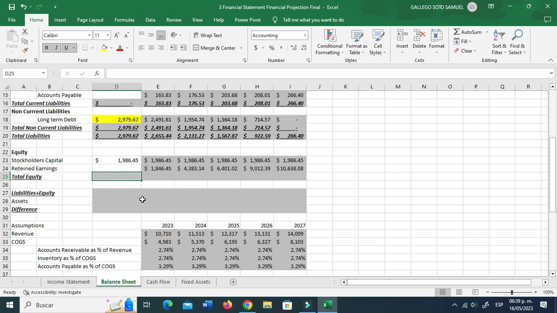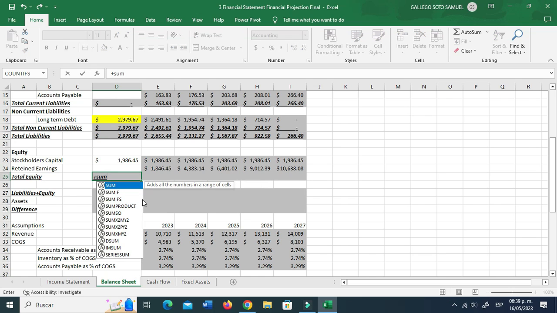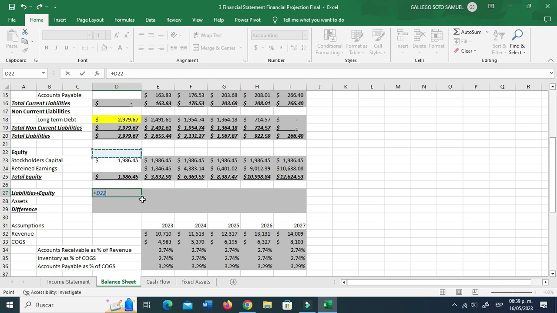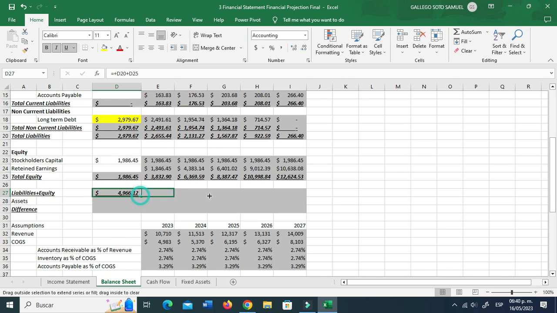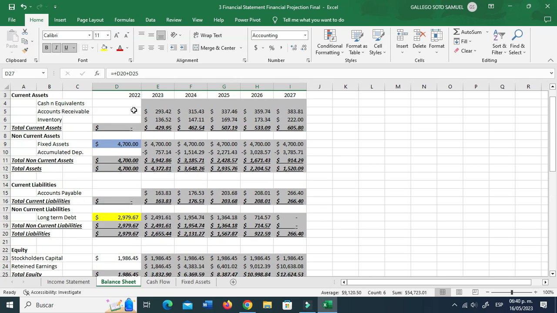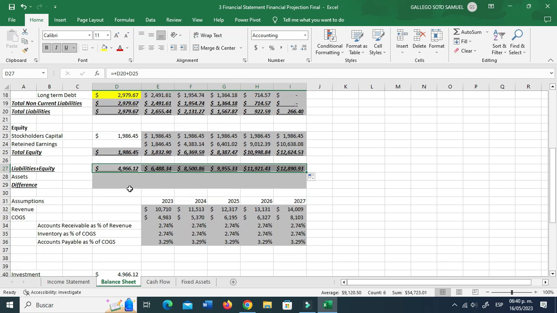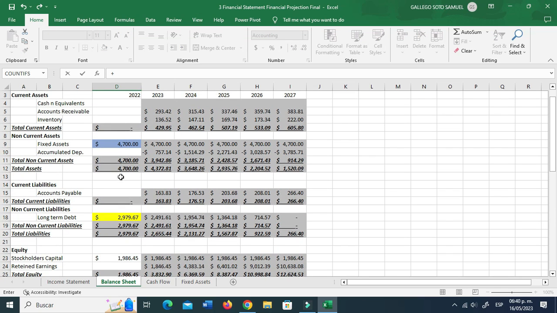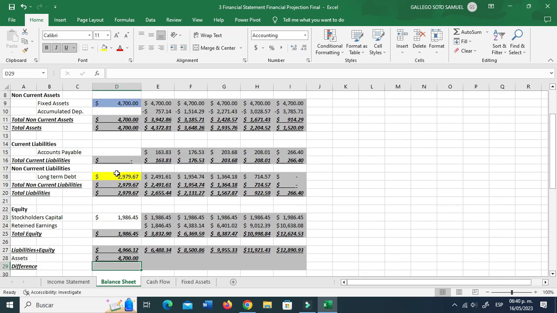All right. So the sum of the total equity. You have it. Now, liabilities plus equity should be equal to your assets. That's not going to be the case here so far because we're missing out the cash and equivalent values. So that's going to be the total assets here.